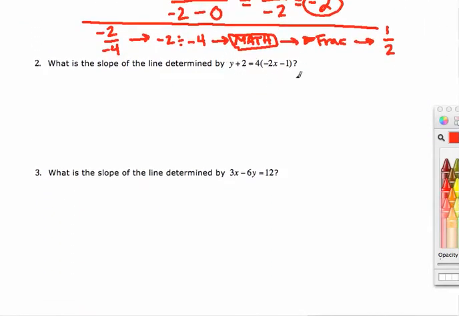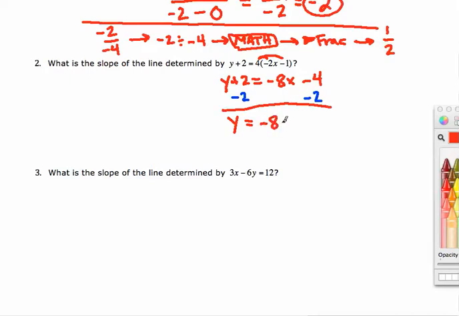In order to get this into that form, we need to do a lot of simplifying and manipulating. Here on the left-hand side, we've got y plus 2. Then we want to distribute this 4. So 4 times negative 2x is negative 8x, and then 4 times negative 1 is minus 4. Then we're going to subtract 2 from both sides to bring it to the other side, and we'll have y equals, you want y by itself on the left-hand side, negative 8x minus 6.